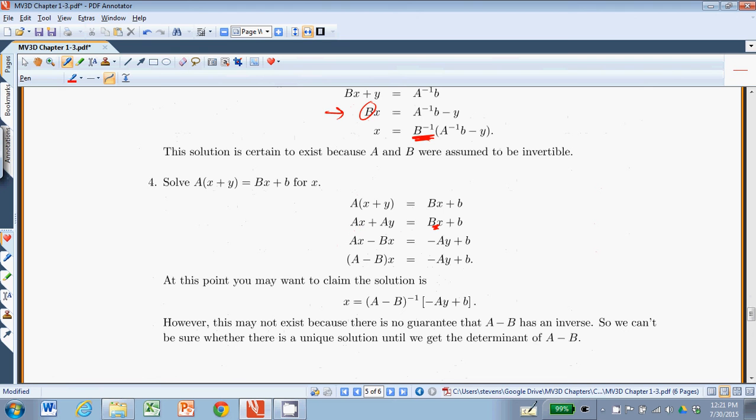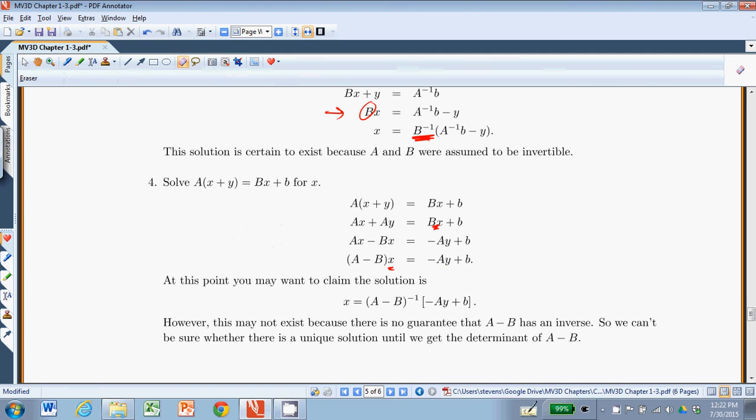And now I can undistribute, also known as factoring. And notice it's important that you're going to factor on the left, right? That's A minus B times x. It is not x times A minus B. Right? Because that would just give you xA minus xB. There's a good chance you can't even do that. So we factor. We get A minus B times x equals the stuff on the right-hand side.